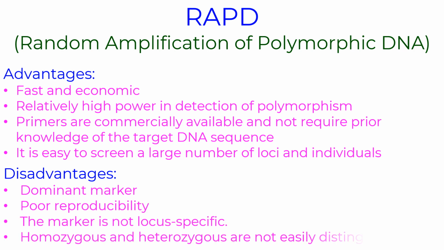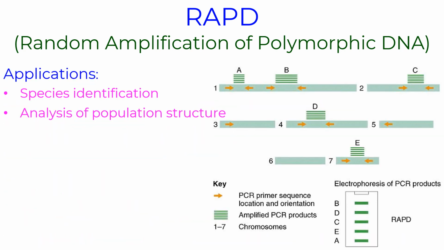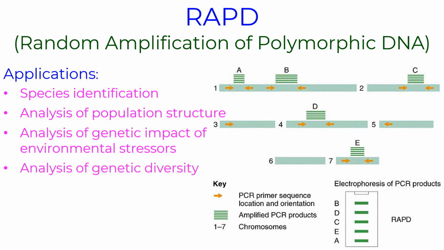Disadvantages. RAPD markers are dominant. Poor reproducibility. The marker is not locus specific. Homozygous and heterozygous are not easily distinguished. Applications. RAPD is used for species identification, analysis of population structure, analysis of genetic impact of environmental stressors, and analysis of genetic diversity.